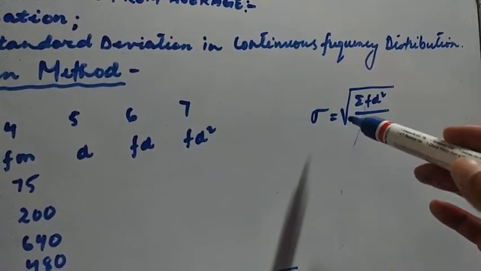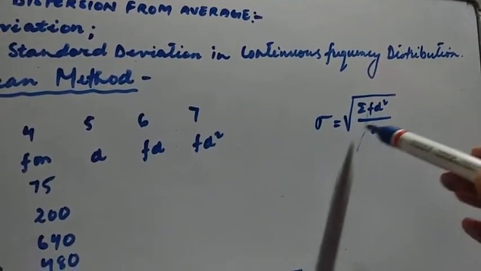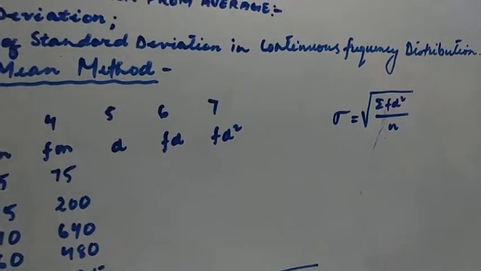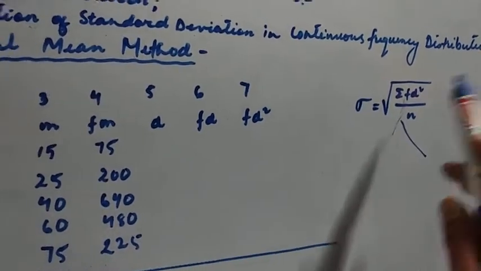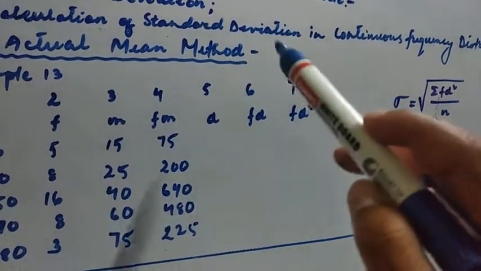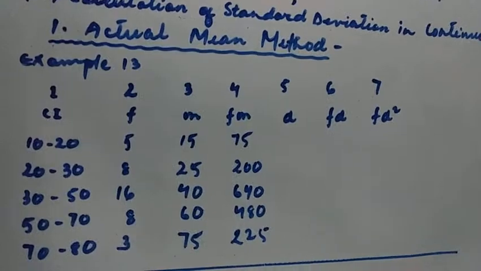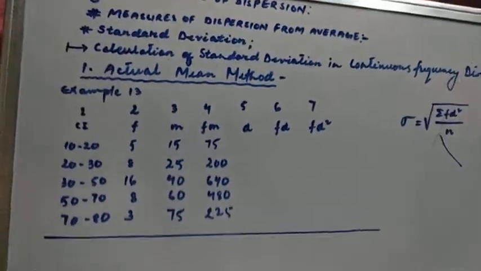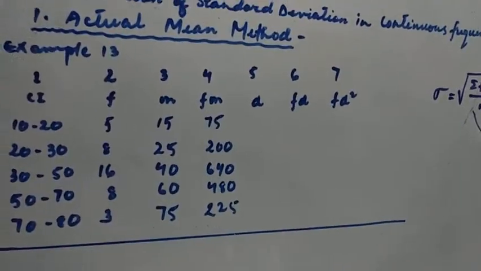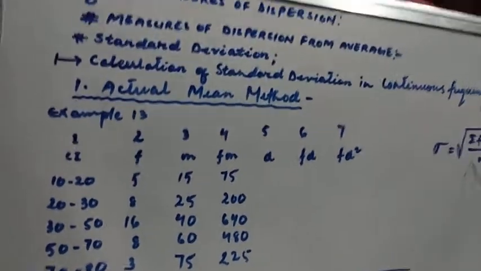Because of the formula. For the actual mean method, it is the square root of summation fd square divided by n. In order to find fd square, you have to find the midpoint m, then d, and then fd. That is why we are finding the midpoints, fm and all those. So how do we find this d, the deviation?